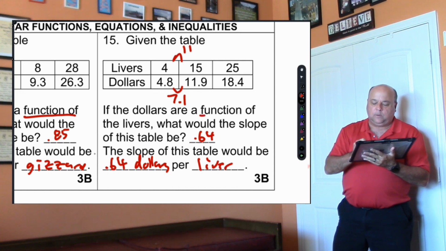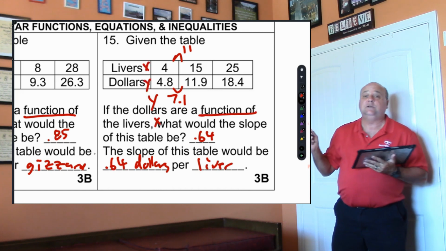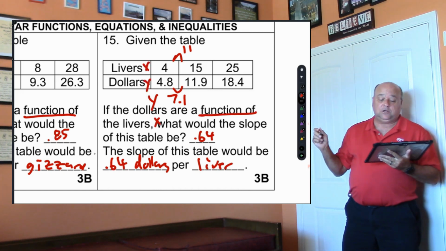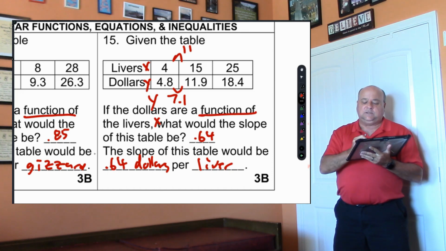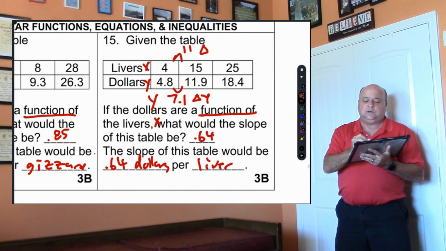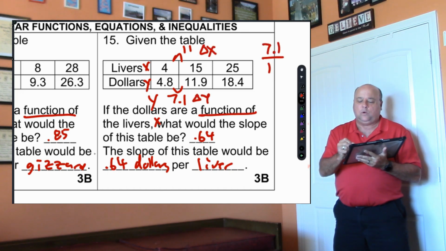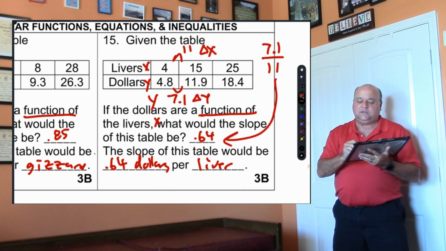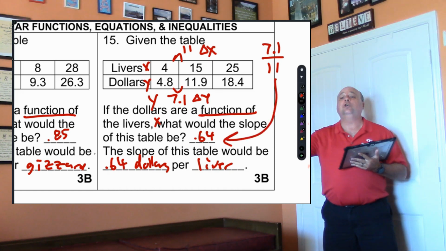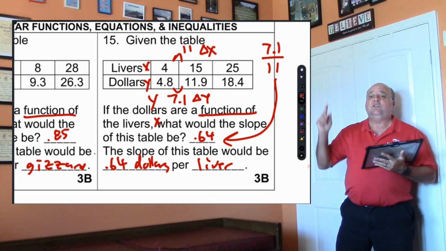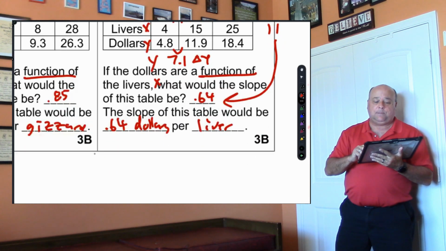Okay, so right here, remember, function of y, x, so our x is here and our y is here. I should have done that first. This is the difference in y, this is your difference in x, so if you do 7.1 divided by 11, that's where the 0.64 comes from. Make sure you're doing this in a table though. If you do it in a table, you won't mess up.